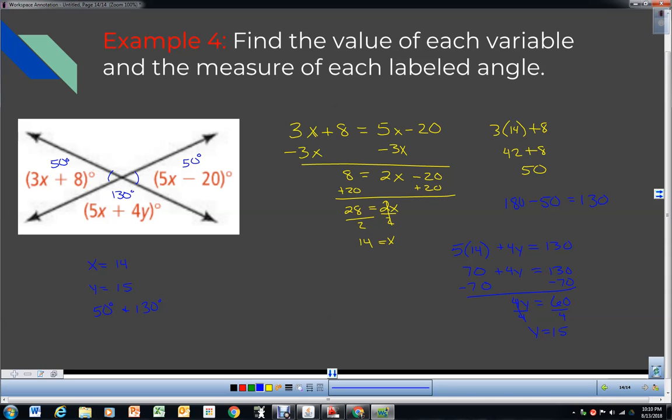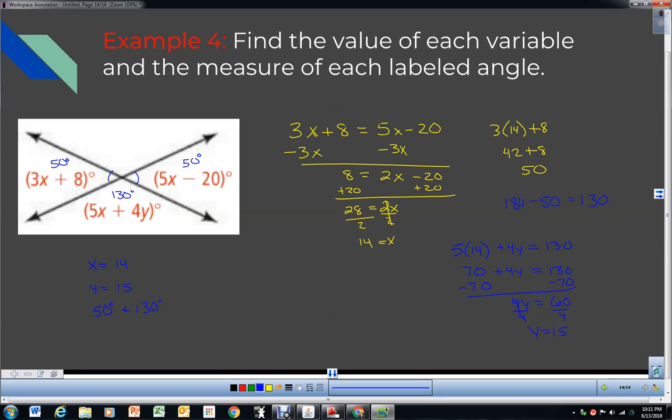So I know that 5 times x plus 4 times y is going to equal 130. Since we know what x is, I'm going to plug 14 in for x. Rewrite this equation, plus 4y is equal to 130. Now remember, I got 130 because I subtracted 50 from 180. So now I have 5 times 14 is 70, plus 4y equals 130. Subtract the 70 to get 60. Divide by 4 and that gives me 15.